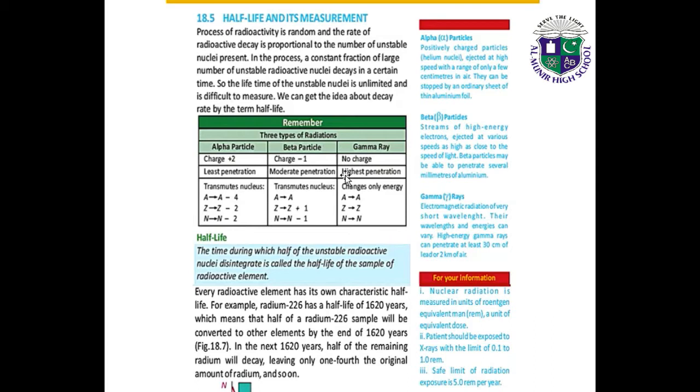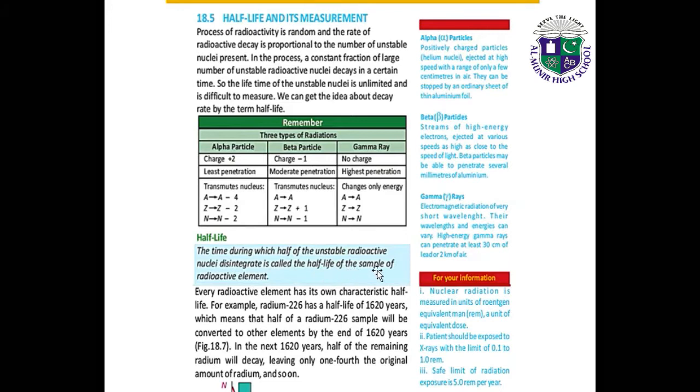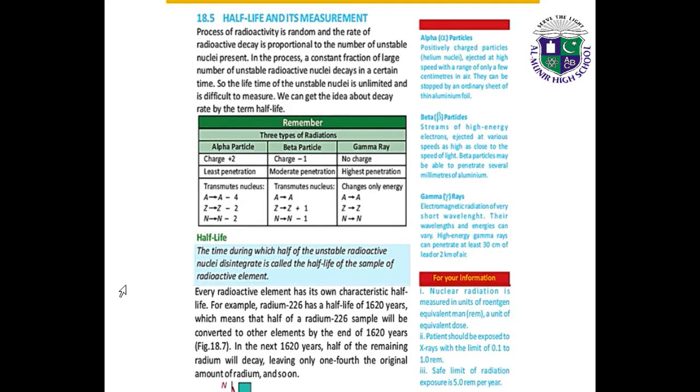Here we have this table which shows the alpha particles, beta particles and gamma, their charges, their penetration and their transmutations. So we can define half-life: the time during which half of the unstable radioactive nuclei disintegrate is called the half-life of the sample of radioactive element. So here on your right hand side we have the properties of alpha particles, beta particles, gamma particles. You have to read it by yourself.